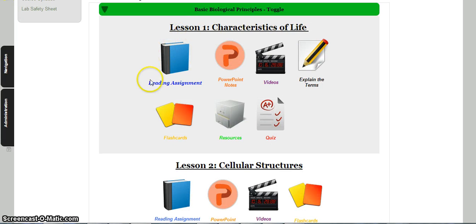On most lessons, you'll have a reading assignment. When you click on that, it will link you to a PDF file on Google Drive that will have the reading that you're responsible for. The next icon there would be PowerPoint notes. If you need to look at a PowerPoint that we went over in class, they'll be at that link.